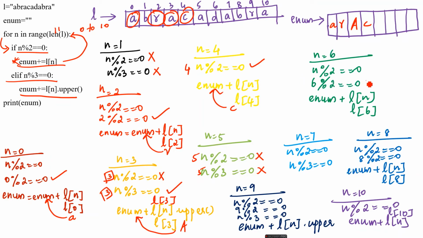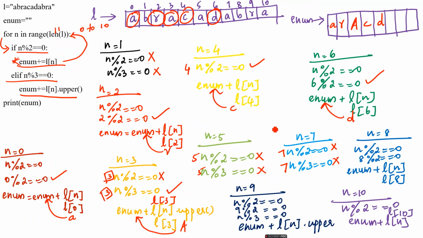Now the next value of n from the range function will be 6. 6 mod 2 equal to 0, condition true. So we have to join L of n, that is L of 6, that is D, with enum. So in enum, D is added. Next value from the range function will be 7. So 7 mod 2 equal to 0, condition false. 7 mod 3 equal to 0, condition false. So no change will be taking place.